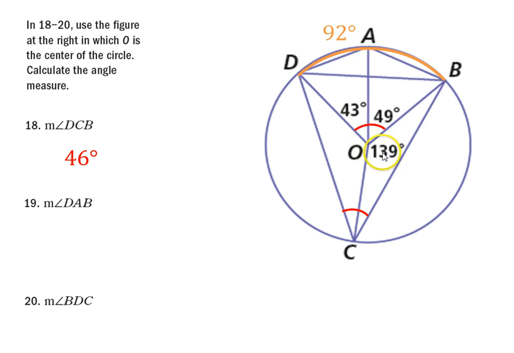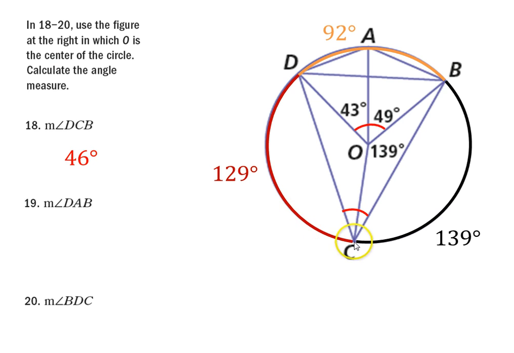So if this angle is 139 degrees and it's a central angle, its intercepted arc is going to be the same measure. That BOC angle intercepts this arc, and this arc must also be 139 degrees because the central angle which intercepts it is 139 degrees. So now I have 92 accounted for, 139 accounted for. Now I need to know this, and I can find it because I know how many degrees are in a circle, 360. I can do 360 minus 139 minus 92 and get 129. So this arc right here is 129 degrees.